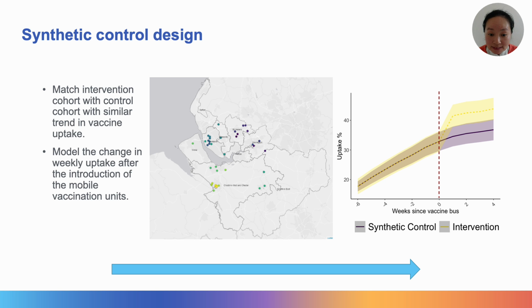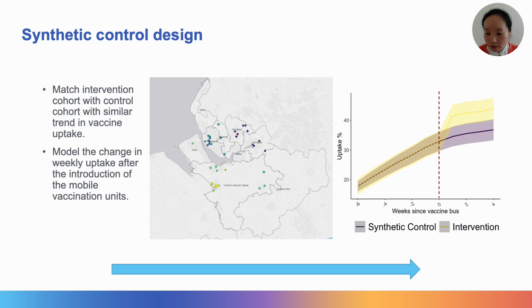This slide shows how we design our study, and the map in the middle should be quite familiar to you. I showed that one earlier in our course. So the idea we have was to match the intervention cohort with a control cohort with similar trends in vaccine uptake in the pre-intervention time periods, and we will model the change in weekly uptake after the introduction of the mobile vaccination units.